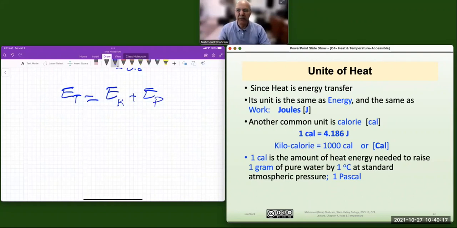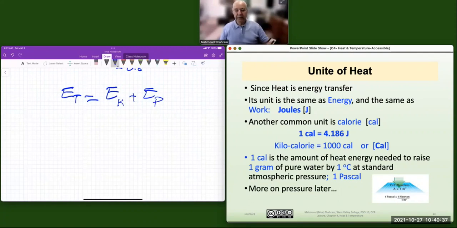But what is atmospheric pressure? When you apply a force on a surface, you're applying a pressure, because now you have a defined surface. If you apply 1 Newton on 1 square meter, that is the definition of 1 Pascal. So standard atmospheric pressure is 1 Pascal here. But we'll get back to this later when we talk about the concept of pressure.